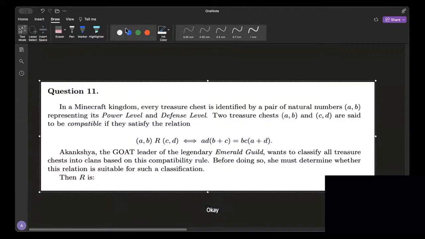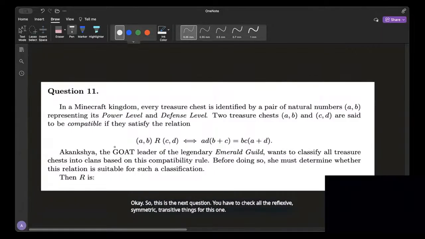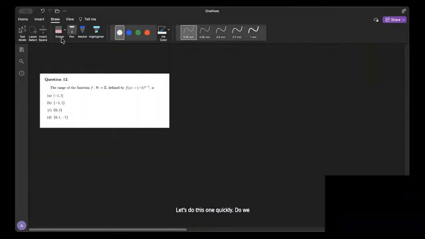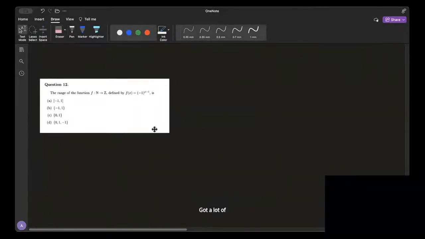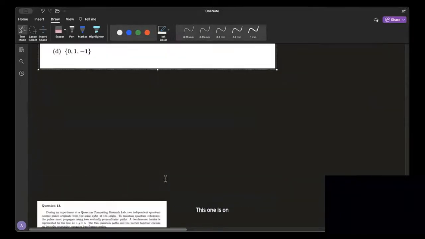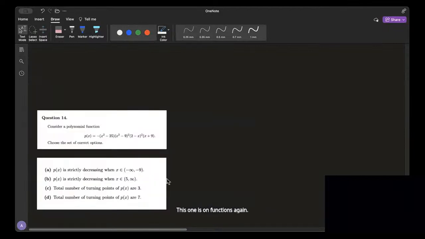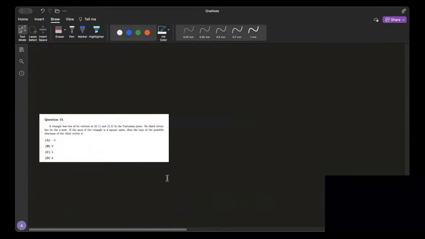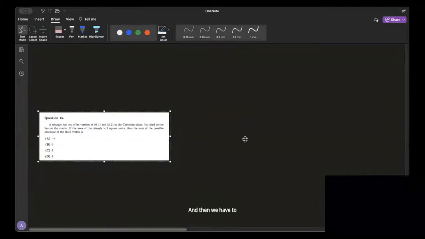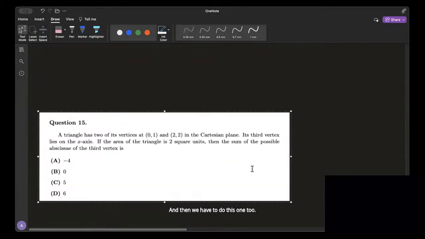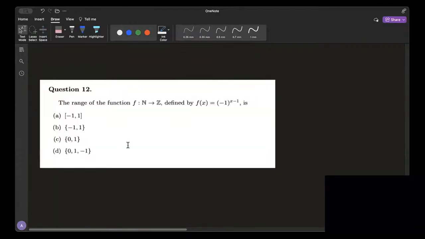So this is the next question. You have to check all the reflexive, symmetric, transitive properties for this one. Let's do this one quickly. Do we have others? Yes, a lot of questions on this too. This one is on functions again. And then we have to do this one too. So let's do this one first.